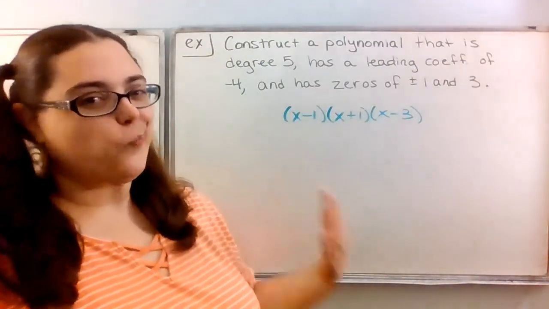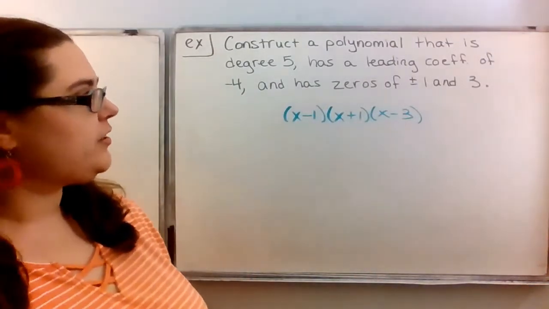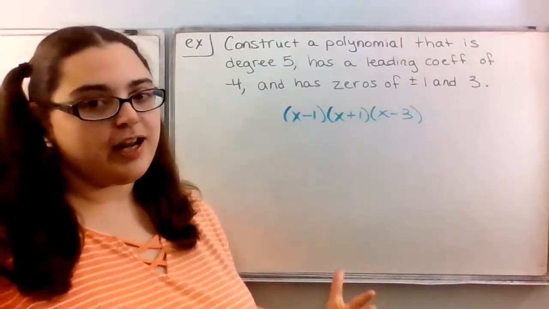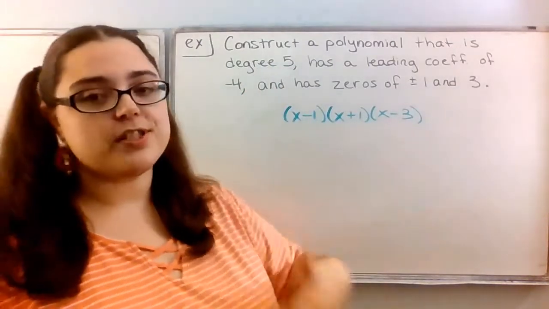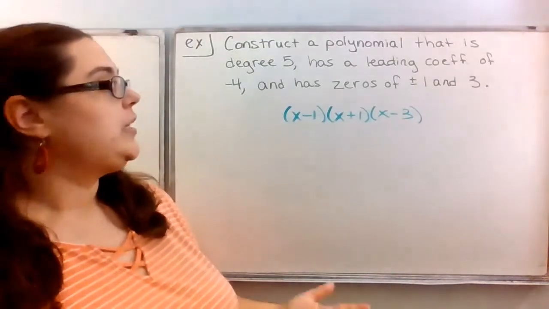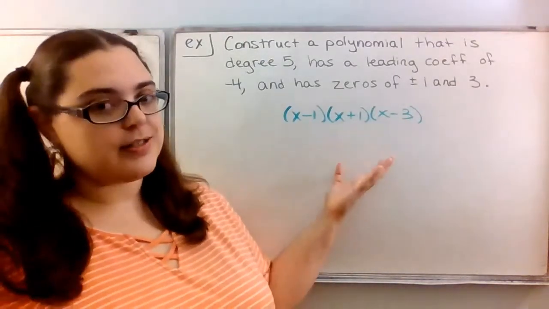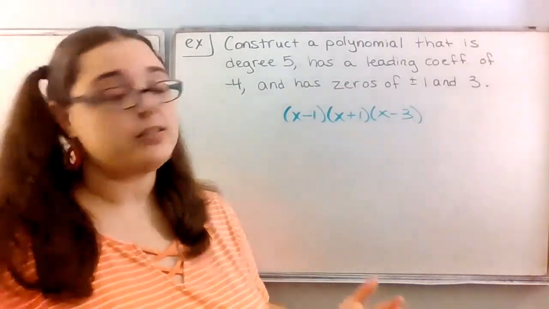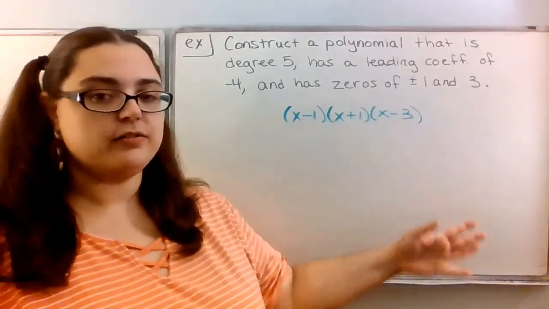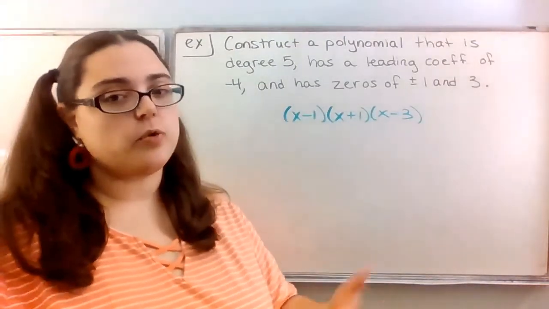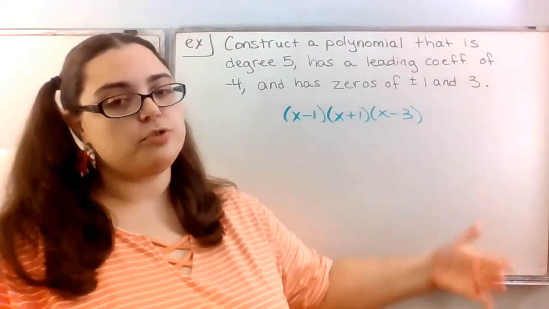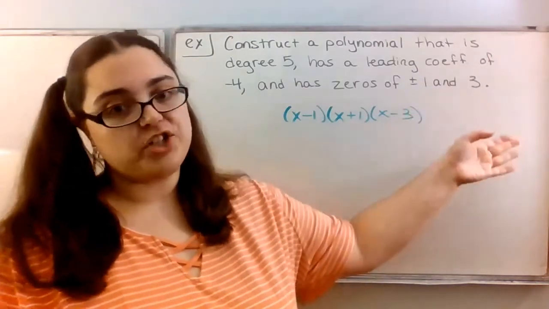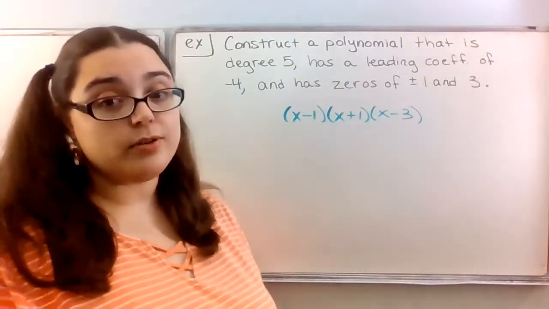Cool. So for my next step, I'm going to take a look at the degree. This needs to be degree 5. And if I look at what I have right now, I have 3 factors, so it's going to be degree 3. I'm going to need to introduce some more factors somehow. I can't multiply by x squared to get a total degree of 5, because if I introduce a factor of x or x squared, I'm now adding in a 0 of 0, which we weren't told the function had as a root. So I'm not going to do x squared.